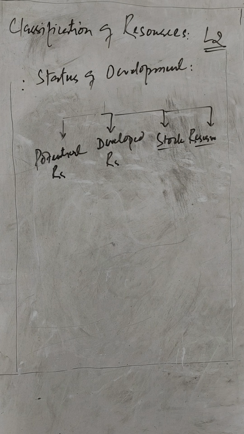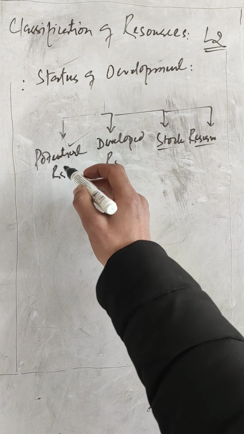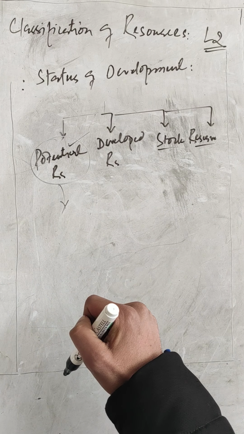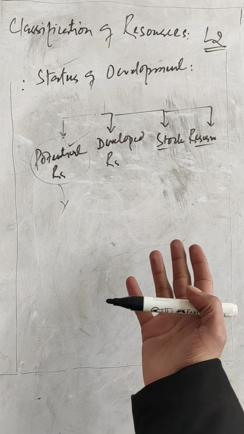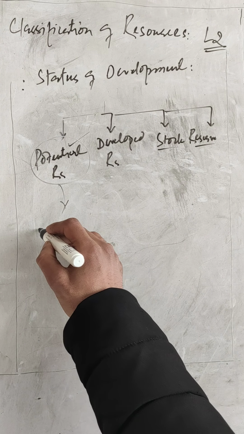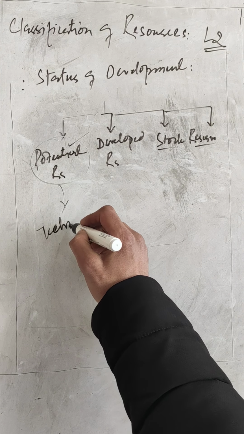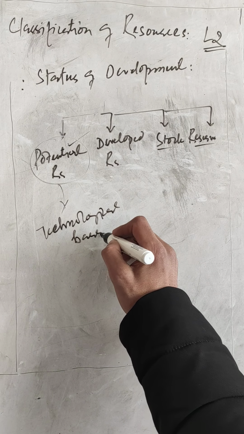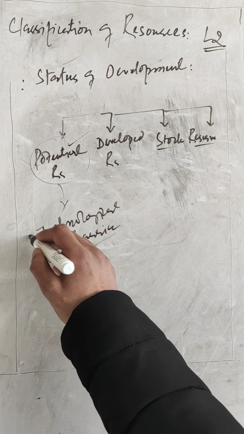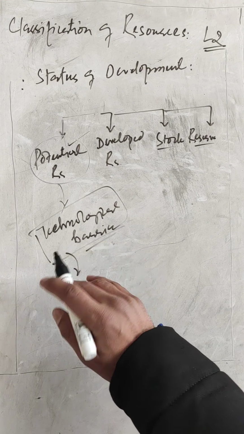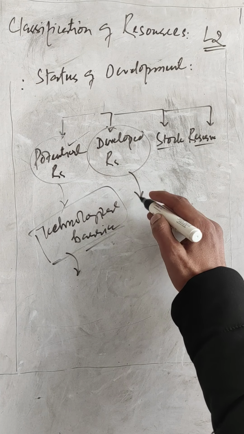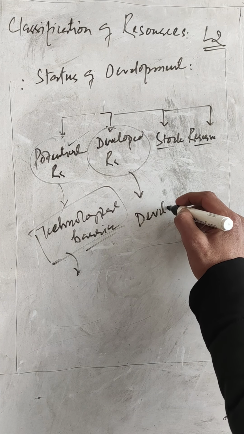So we'll take the first, that is the potential resources. Potential resources, as the name indicates, have the potential to satisfy our needs, but currently they are not being used. Why? Because there could be a technological barrier. Although they have the potential to satisfy our needs, in the present time they are not being used. Now, in contrast to the potential, we have another one that we call developed resources.